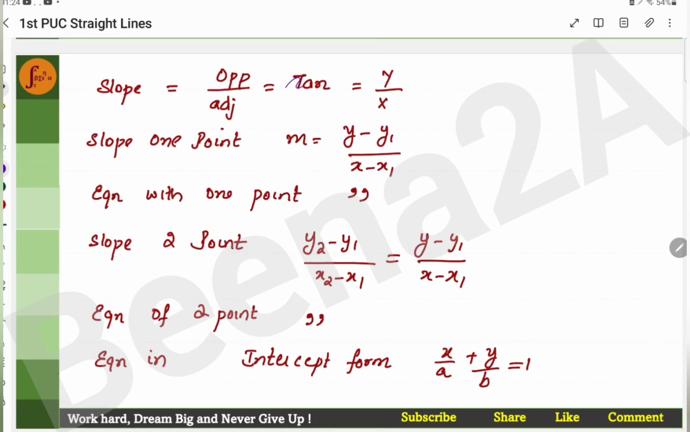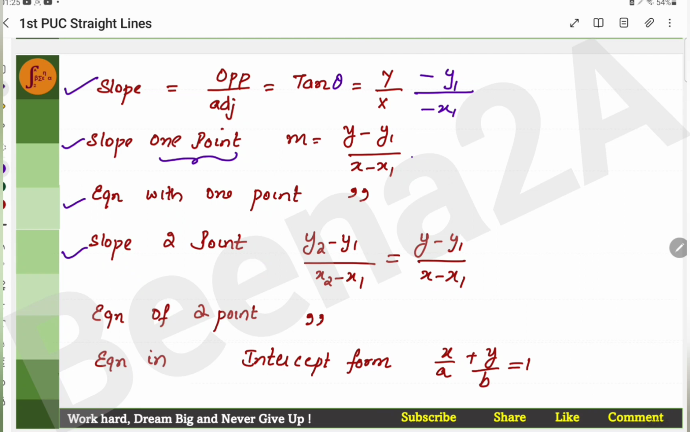So what did we learn so far? We first saw slope, right, which is opposite side by adjacent side. Nothing but y coordinate by x coordinate, y by x, tan theta. Then we saw slope represented using one point, y1 and x1. So the same formula you are representing in point form. So you'll have here y minus y1 by x minus x1. The same formula is getting extended. Then the equation, same formula you use, you'll get the equation.